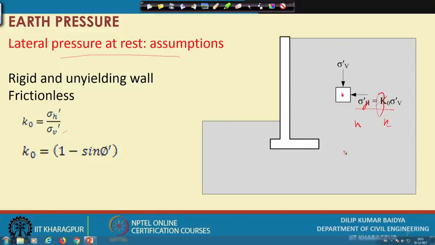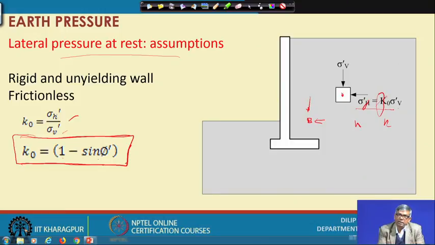At any point, suppose I consider one point here, I find out what the vertical stress and the horizontal stress are. The ratio of sigma h by sigma v is K naught. For the K naught calculation it can be derived, of course, but there is a well known formula we generally use: K naught equal to 1 minus sin phi dash, where phi is the internal friction angle of the soil. If you know this, then multiplying it with the vertical pressure, one can get the earth pressure at rest condition on the wall.